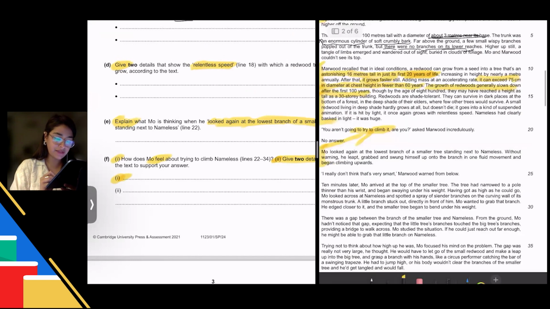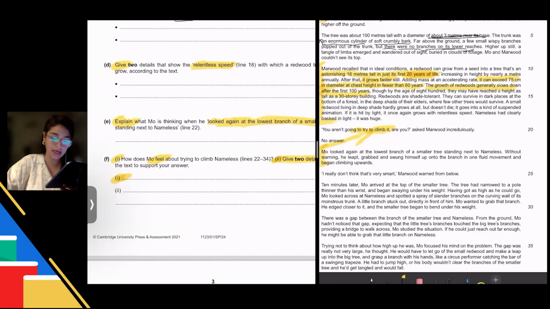I really don't think that's very smart, Marwood warned from below. 10 minutes later, Mo arrived at the top of the smaller tree. The tree had narrowed to a pole thinner than his wrist and began swaying under his weight. Having got as high as he could go, Mo looked across at Nameless and spotted a spray of slender branches on the carving wall of its monstrous trunk. A little branch stuck out directly in front of him. Mo wanted to grab that branch. He edged closer to it, and the smaller tree began to bend under his weight.